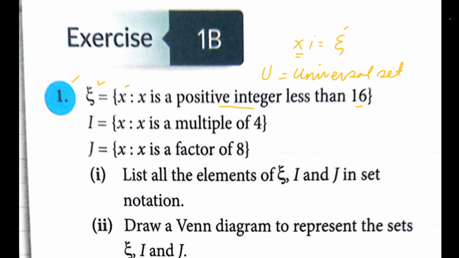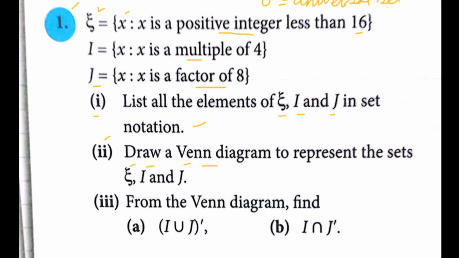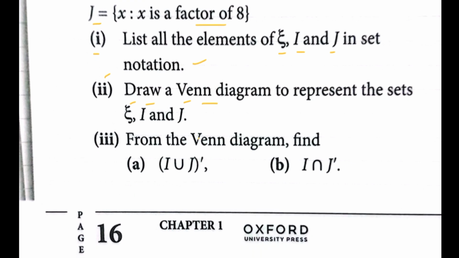The set I is multiple of 4. The set j is factor of 8. The first part is to list all the elements of xi, I, j in the set notation. In the second part, we have to draw a Venn diagram to represent the sets xi, I and j. And in the third part, we have to make a Venn diagram of complement of I union j and I intersection j complement. So let us start.